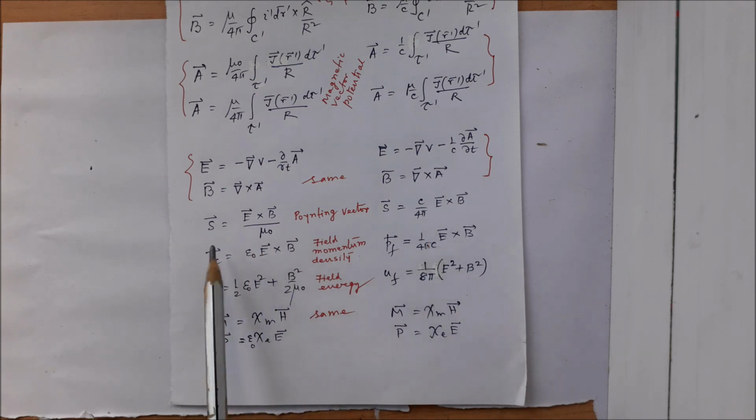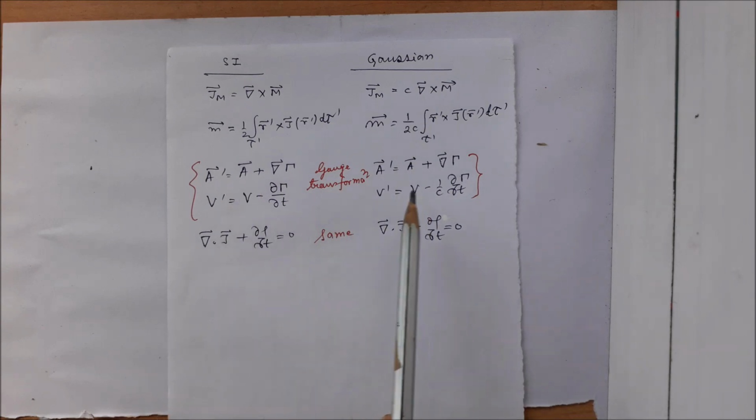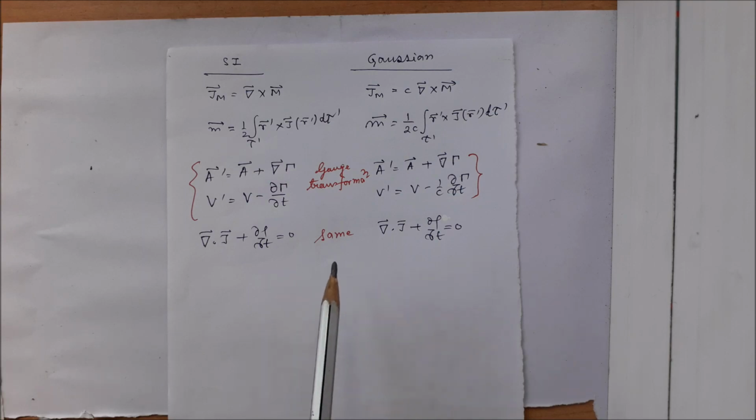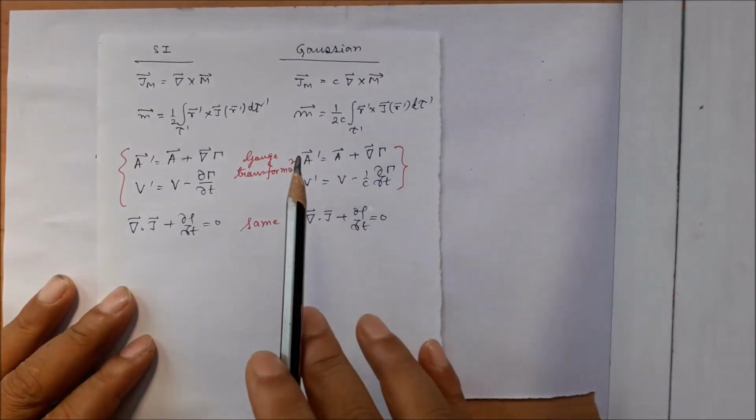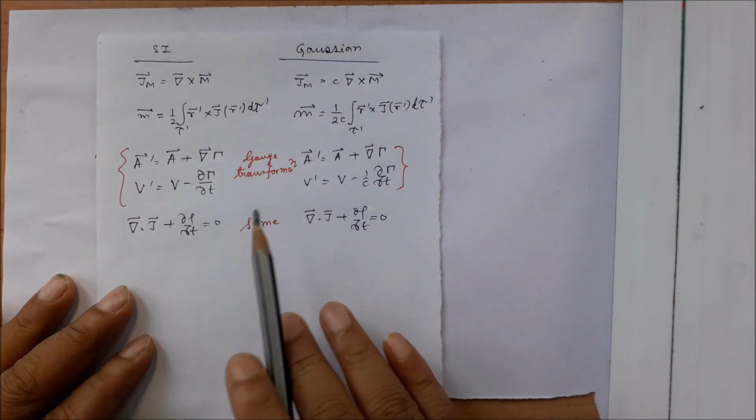Poynting vector is here. Field momentum density, field energy. Here too we have various quantities. These are the gauge transformations and this is the equation of continuity, which happens to be the same in the two systems. In this class we are not bothered about the multitude of equations or laws.